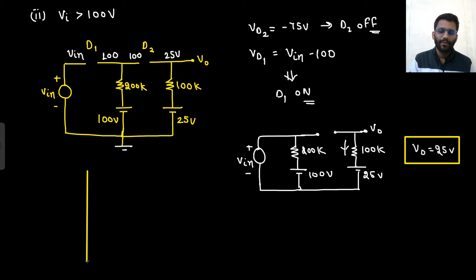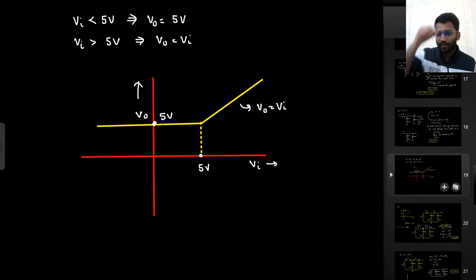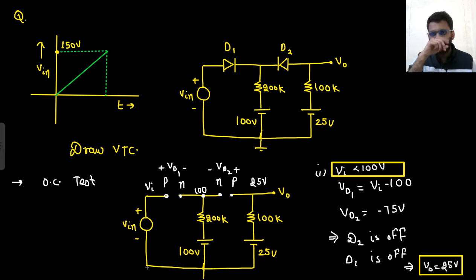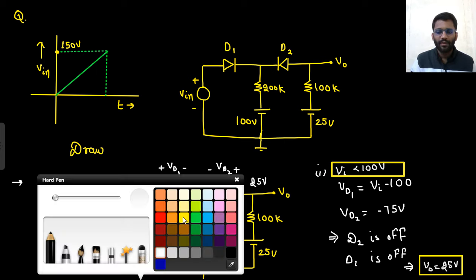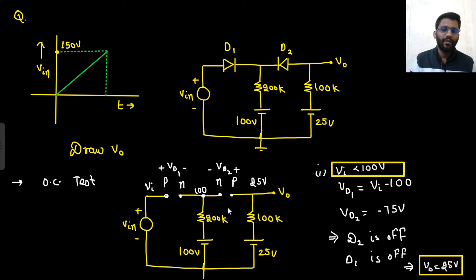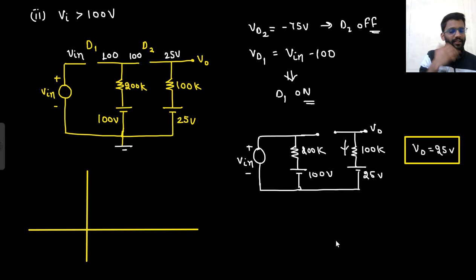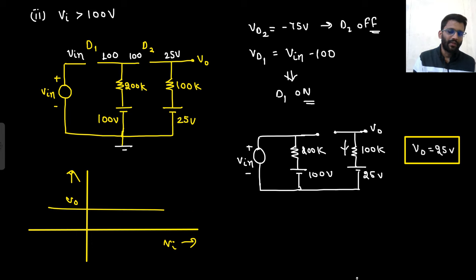So if you draw the V0 waveform, what we need to draw in this one? Draw VTC, not draw VTC, bro. You need to draw V0. Draw V0 waveform. VTC also you can draw. How will the VTC be? VTC you can draw because irrespective, if Vin is less than 100, it is 25 volt. If Vin is greater than 100, it is 25 volt. So it will be a constant line only. If you draw VTC, V0 versus Vin, no matter if you change the voltage Vin or not, it will always be 25, right?